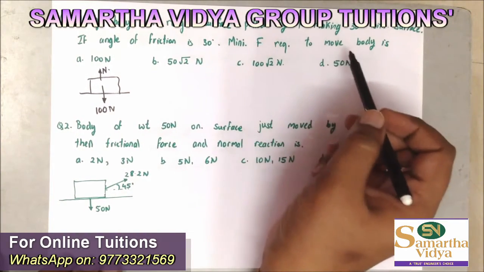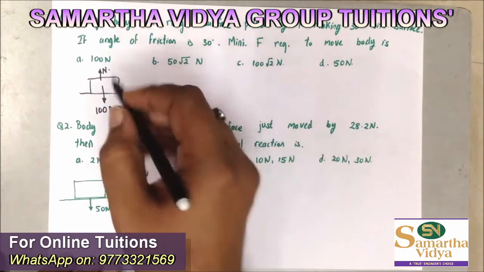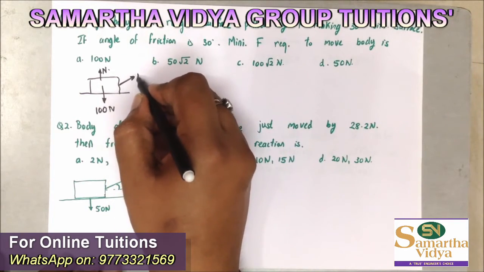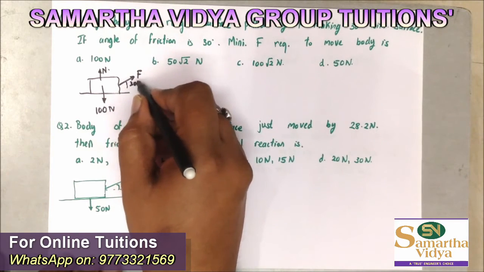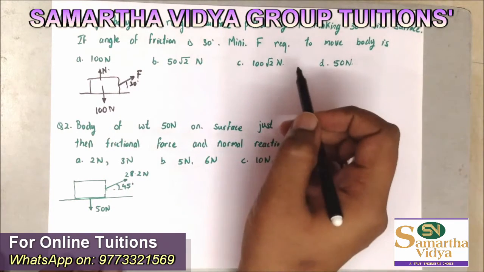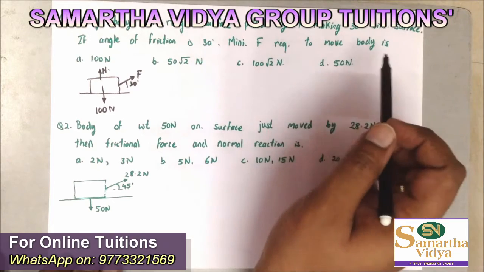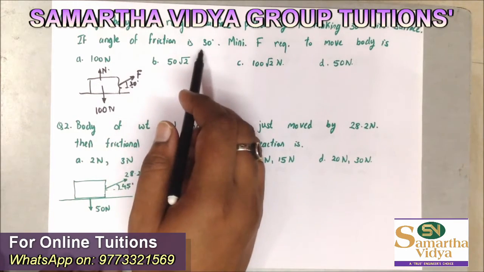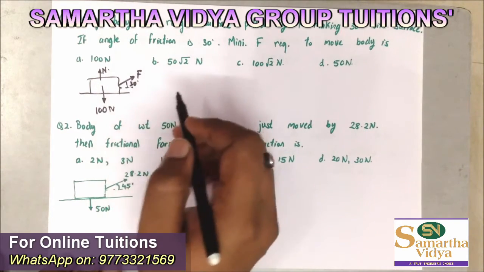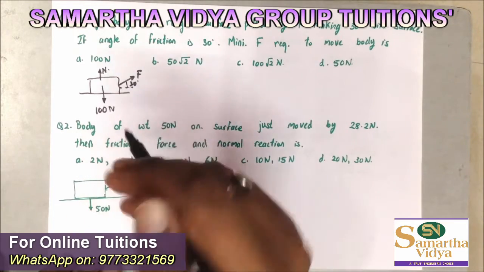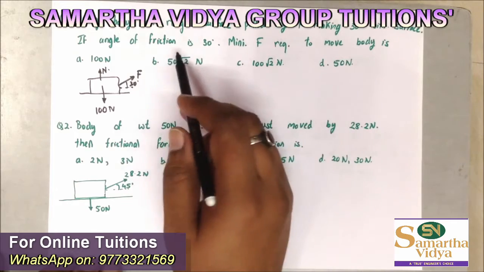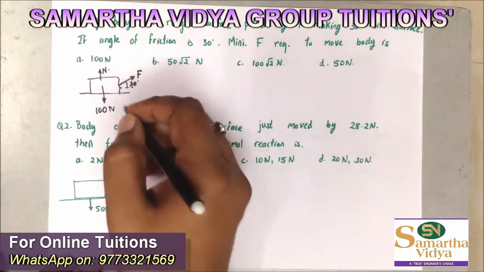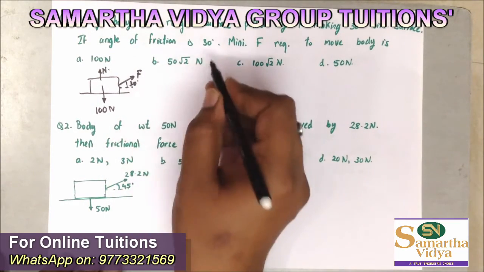And there is a force which is making an angle of 30 degrees with the surface. So a force F is to be represented over here, making an angle of 30 degrees with the surface. We need to find what is the minimum F required to move this body. The angle of friction is given, which means they have indirectly given the mu value. You can recollect the concept: mu is nothing but equal to tan theta, where theta is the angle of friction. So you're getting mu as tan 30.